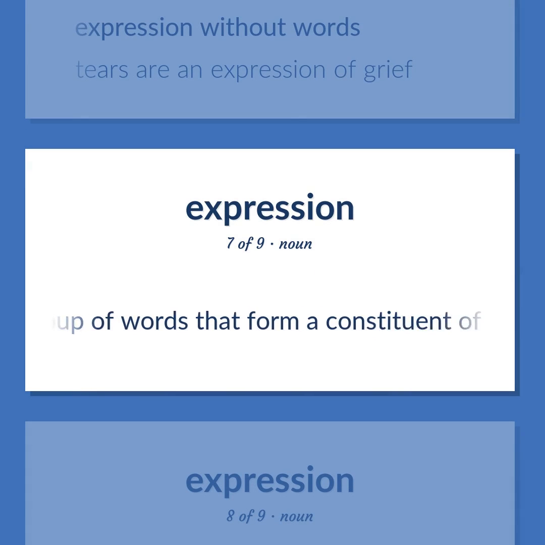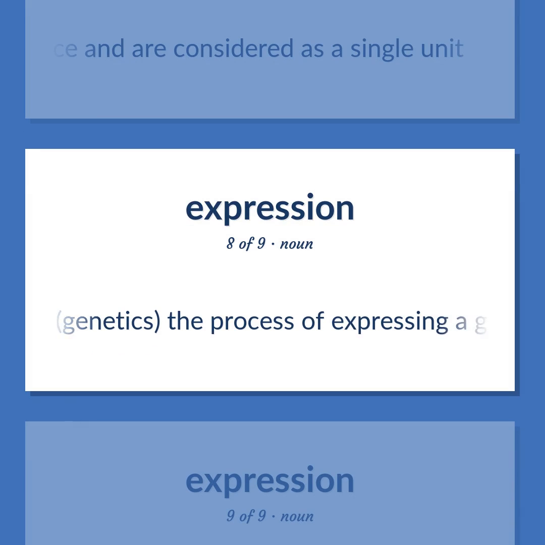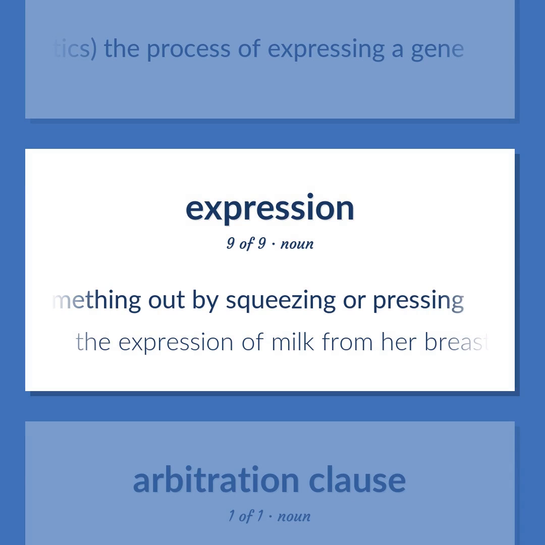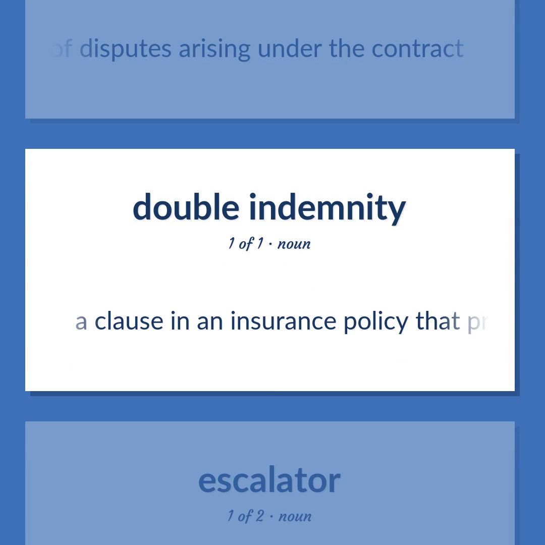A group of words that form a constituent of a sentence and are considered as a single unit. Genetics, the process of expressing a gene. The act of forcing something out by squeezing or pressing. The expression of milk from her breast. A clause in a contract providing for arbitration of disputes arising under the contract. A clause in an insurance policy that provides for double the face value of the policy in the case of accidental death.